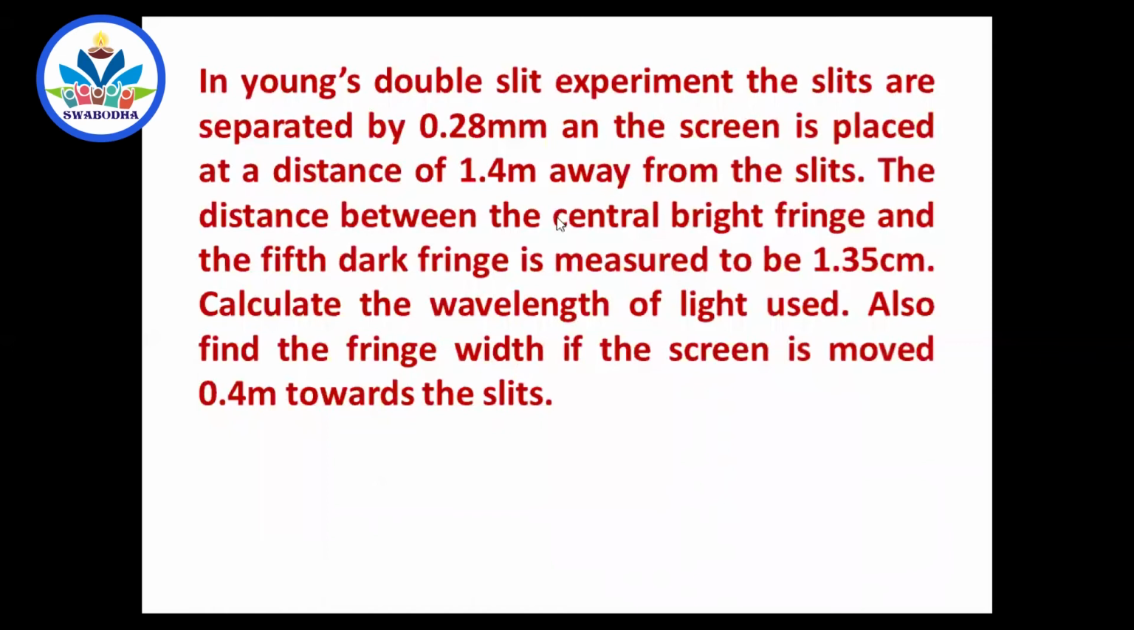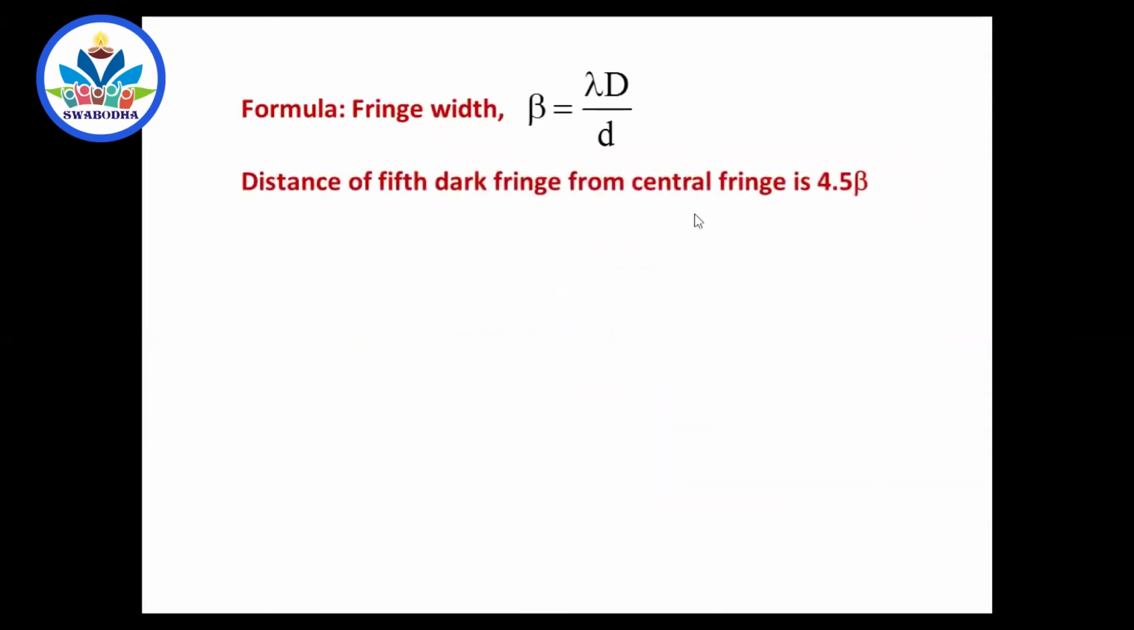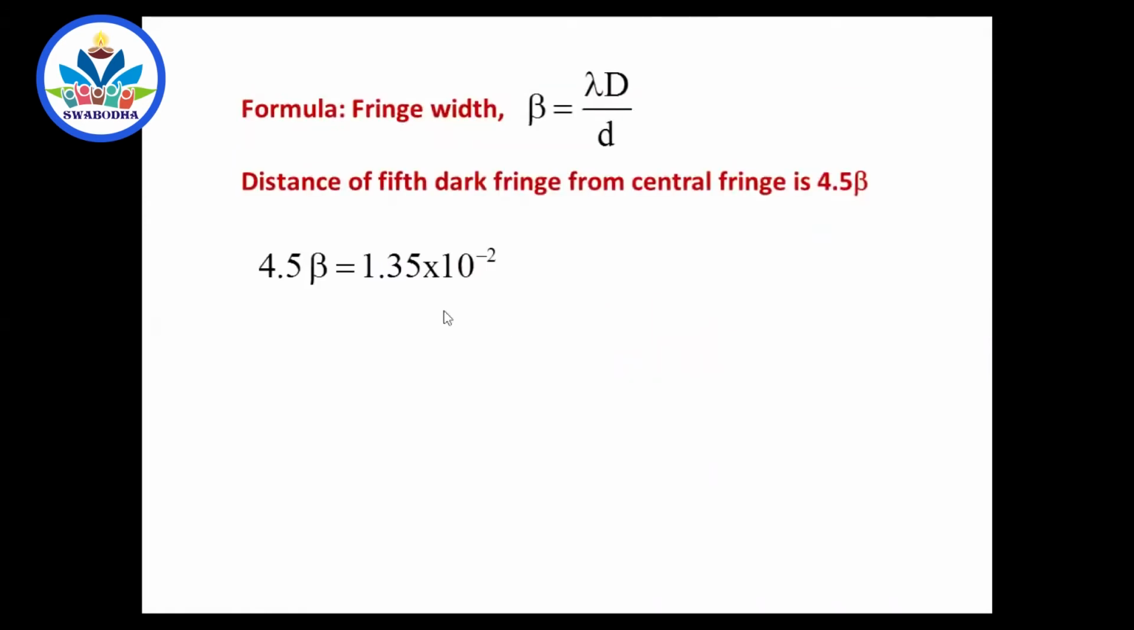Now the first question: the distance between the central bright fringe and the fifth dark fringe. For the fifth dark fringe, 4.5 beta is given. What is 4.5 beta? That is 1.35 centimeters. So we will get beta as 1.35 centimeter divided by 4.5. Now you get the width of 1 beta, the bright to bright fringe distance.